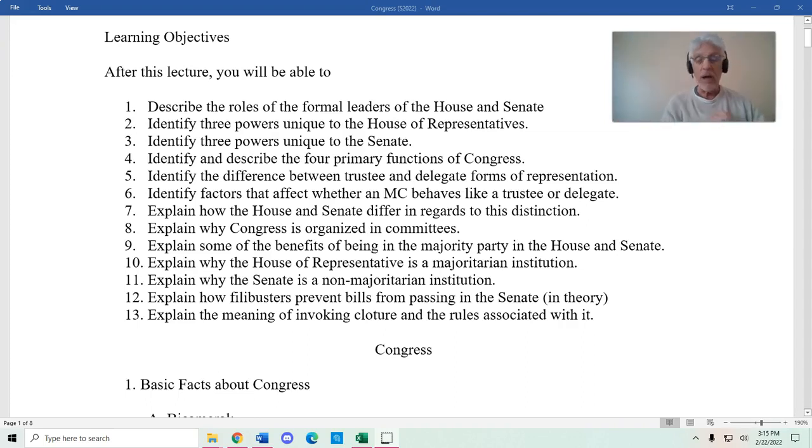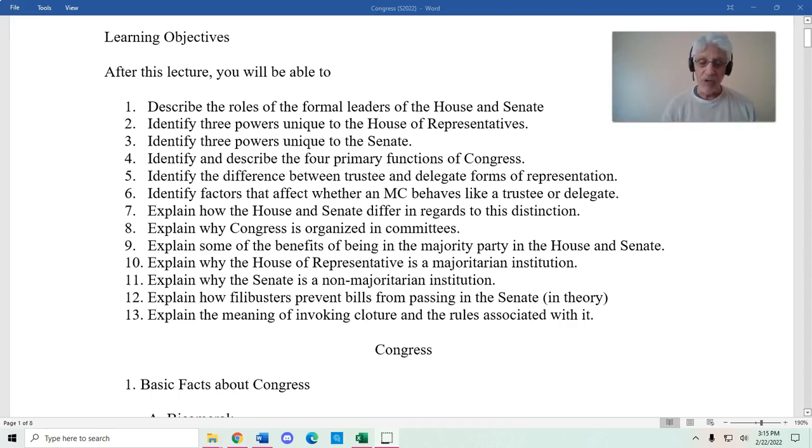You'll be able to explain why Congress is organized in committees, why most of the work in Congress is done in committees, and you'll be able to explain some of the benefits of being the majority party in the House and the Senate. You'll also be able to explain why the House of Representatives is considered a majoritarian institution and why the Senate is a non-majoritarian institution.